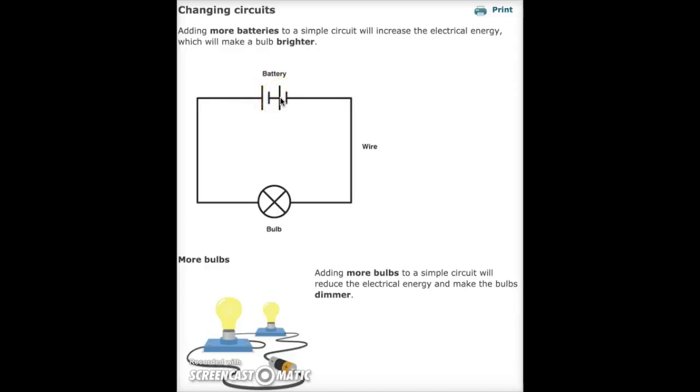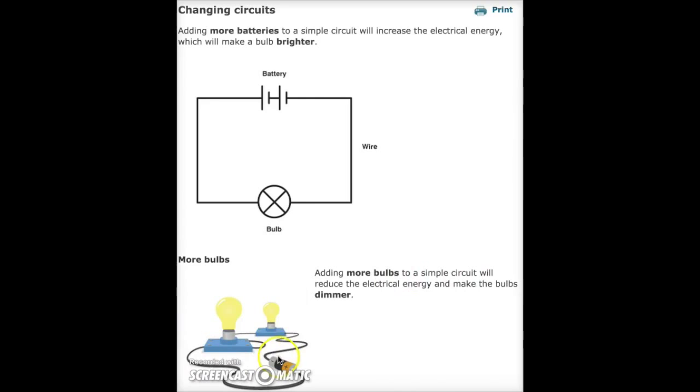So if you add more batteries to the circuit, this will increase the electrical energy which travels in the circuit. Because there's more batteries in the circuit, it will increase the amount of energy which travels in the circuit, and that means the bulb will obviously be brighter. Because the more batteries, the more energy, and the brighter the bulb will be.